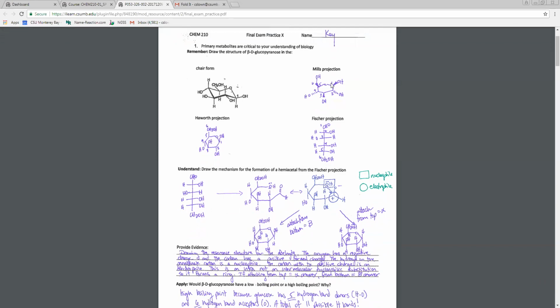When it comes to drawing mechanisms for the formation of a hemiacetal, my recommendation is simplify your life, make life a little bit easier. Go ahead and wrap the Fischer projection around, and then you actually are going to show the action of the nucleophile attacking the electrophile. Remember, you need to use resonance structures for your sugar in order to be able to represent this. And again, if you attack from the bottom, you're going to force the oxygen up. That's a beta anomer.